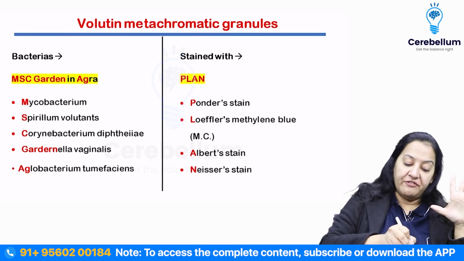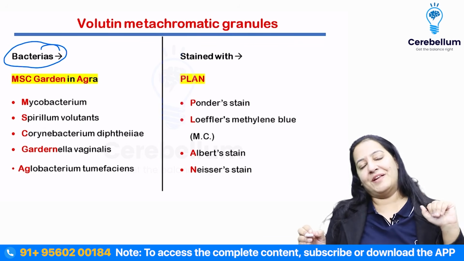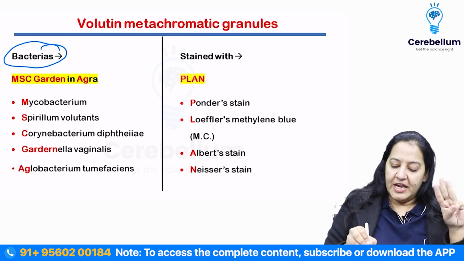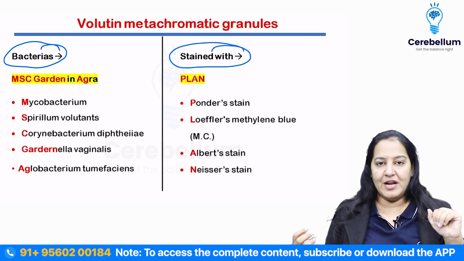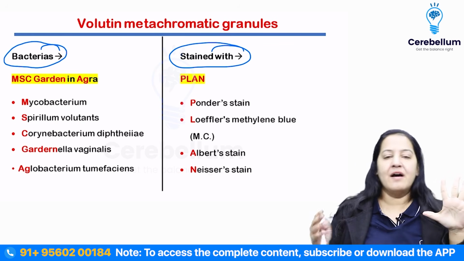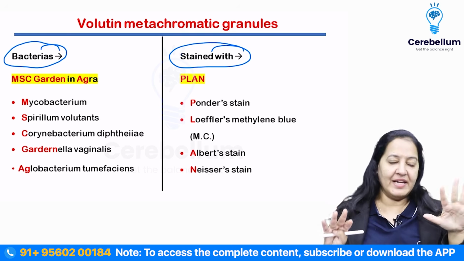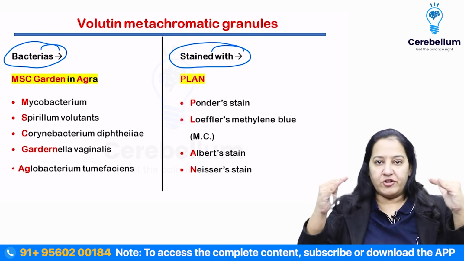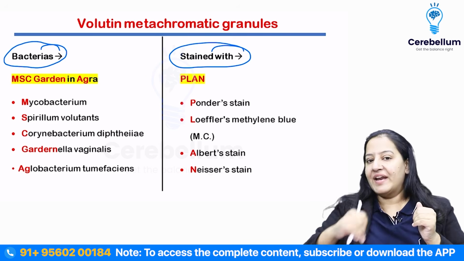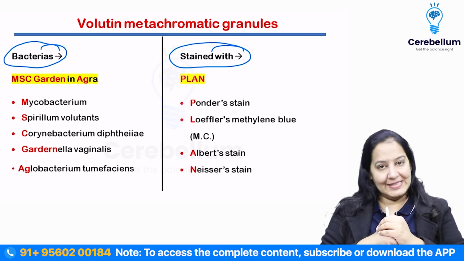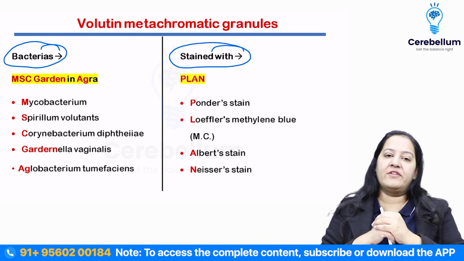Now, can you tell me the names of the 5 bacteria in which these metachromatic granules are present? And can you tell me the names of the 4 stains by which we can stain the metachromatic granules? The 5 bacteria and the 4 stains for metachromatic granules. Now, you can get an MCQ either on the bacteria or on the stains. That is all about metachromatic granules.